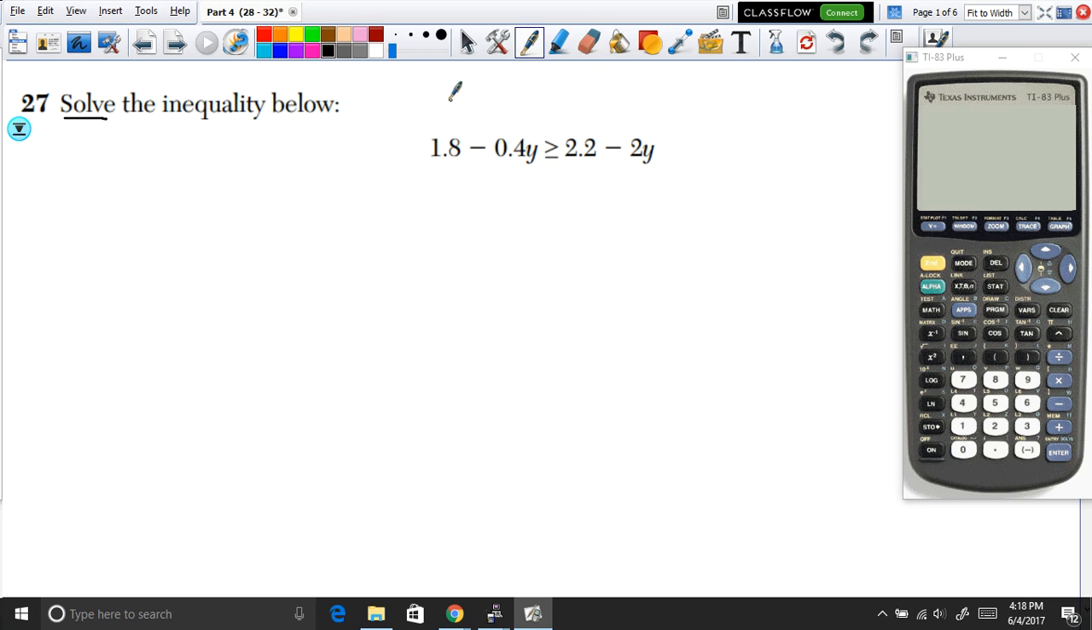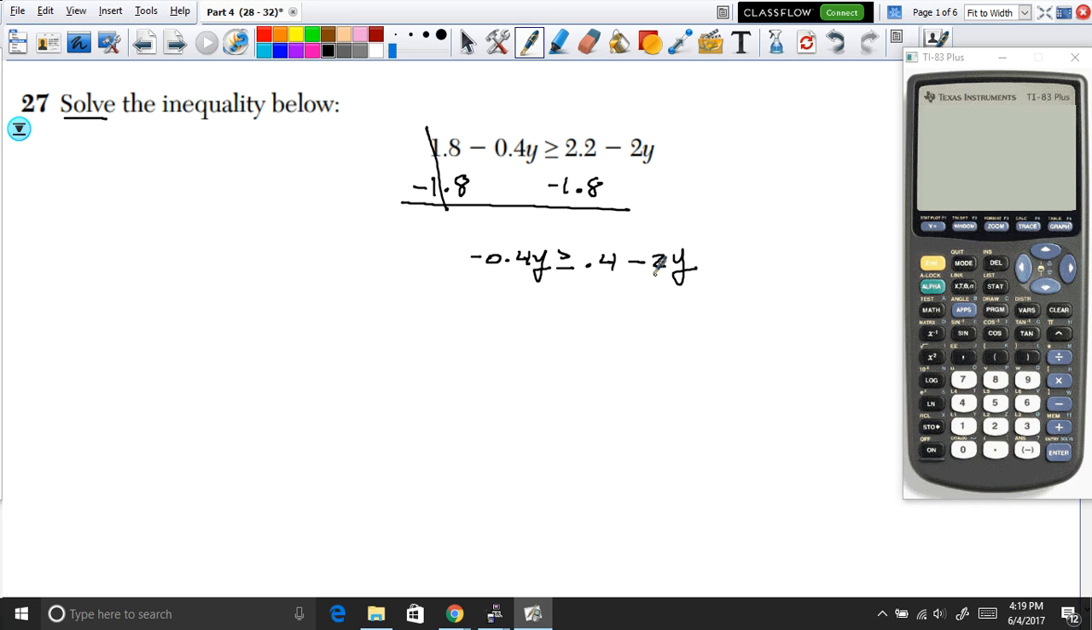All right, so let's try to do that here. One thing that I can see is that we can subtract 1.8 to both sides of the inequality. If we do that, notice that 1.8 will cancel out. So now we can bring this expression here. So we're going to have negative 0.4y. We can bring down the inequality. We can combine the numbers here. 2.2 minus 1.8, that gives us 0.4. Now we can bring down the negative 2y.